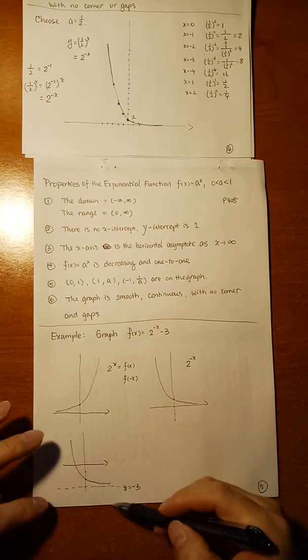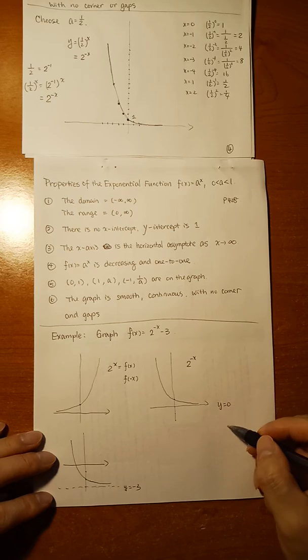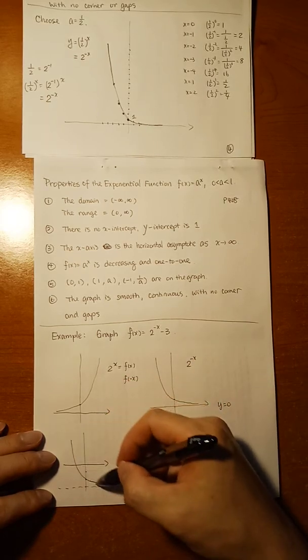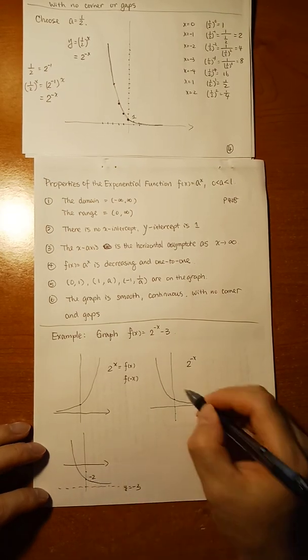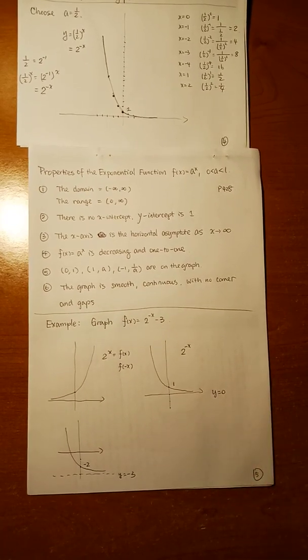This asymptote will be shifted down 3 units. Here it is y equal to 0. You shift it down 3 units, it's y equal to -3. And the graph is also shifted down 3 units. This is -2. Here's a 1. 1 minus 3 is -2. So that's the graph, the idea.